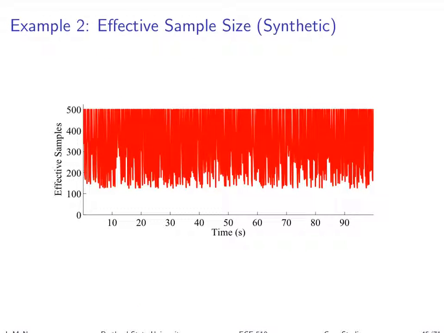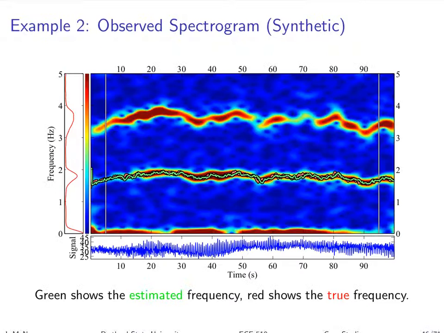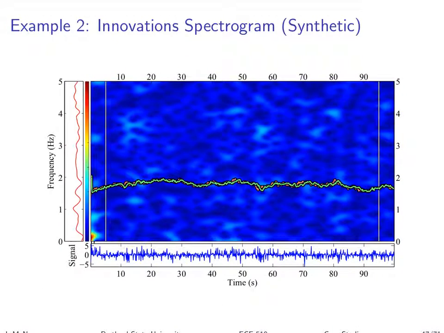And this is the effective sample size. And this is a spectrogram. And again, you see the estimated frequency in green, the true shown in red. And you can see the second harmonic showing up in the synthetic data. You can see the mean fluctuating a little bit by the lower component here. It accounts for a shifting mean in the signal, the trend in the signal.